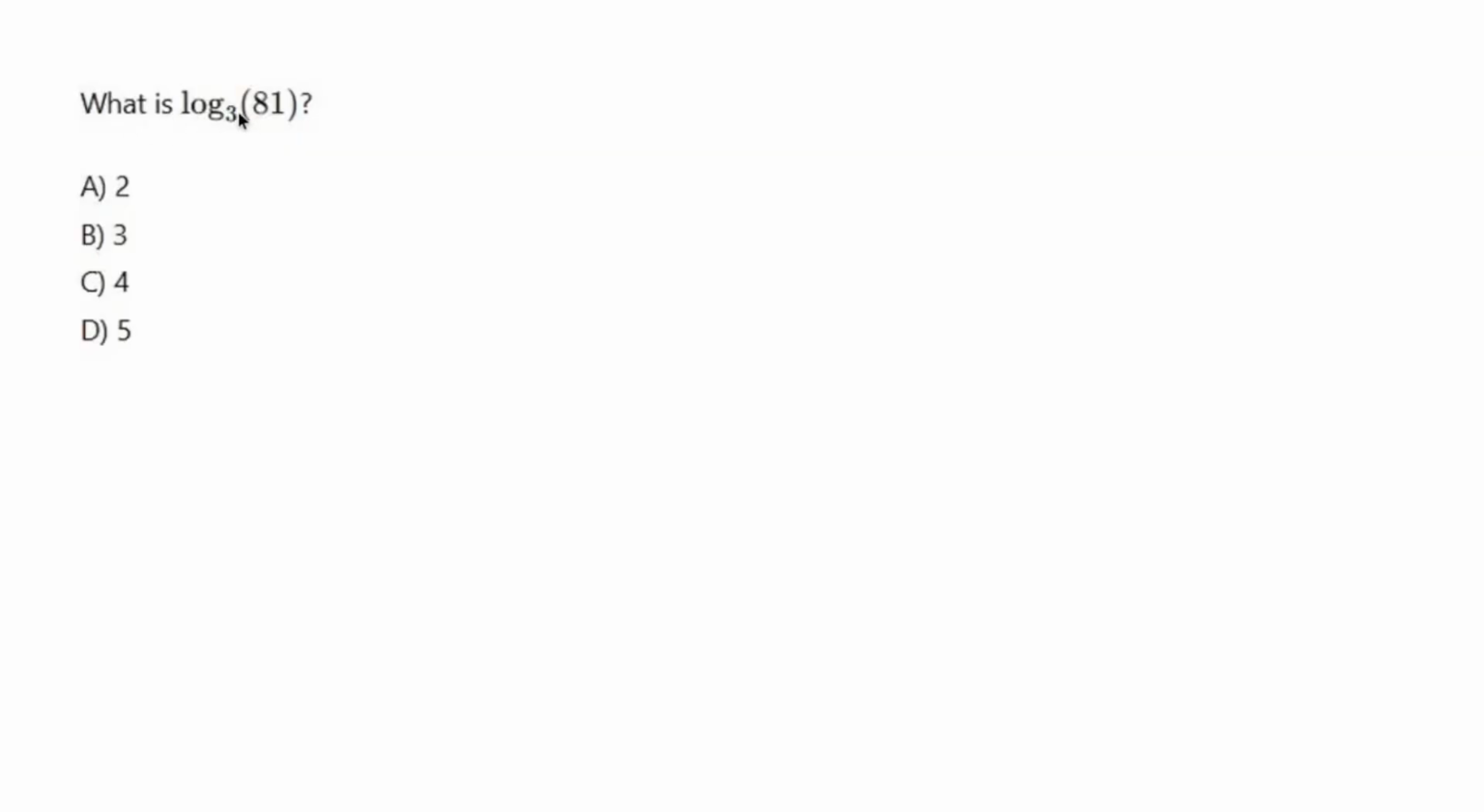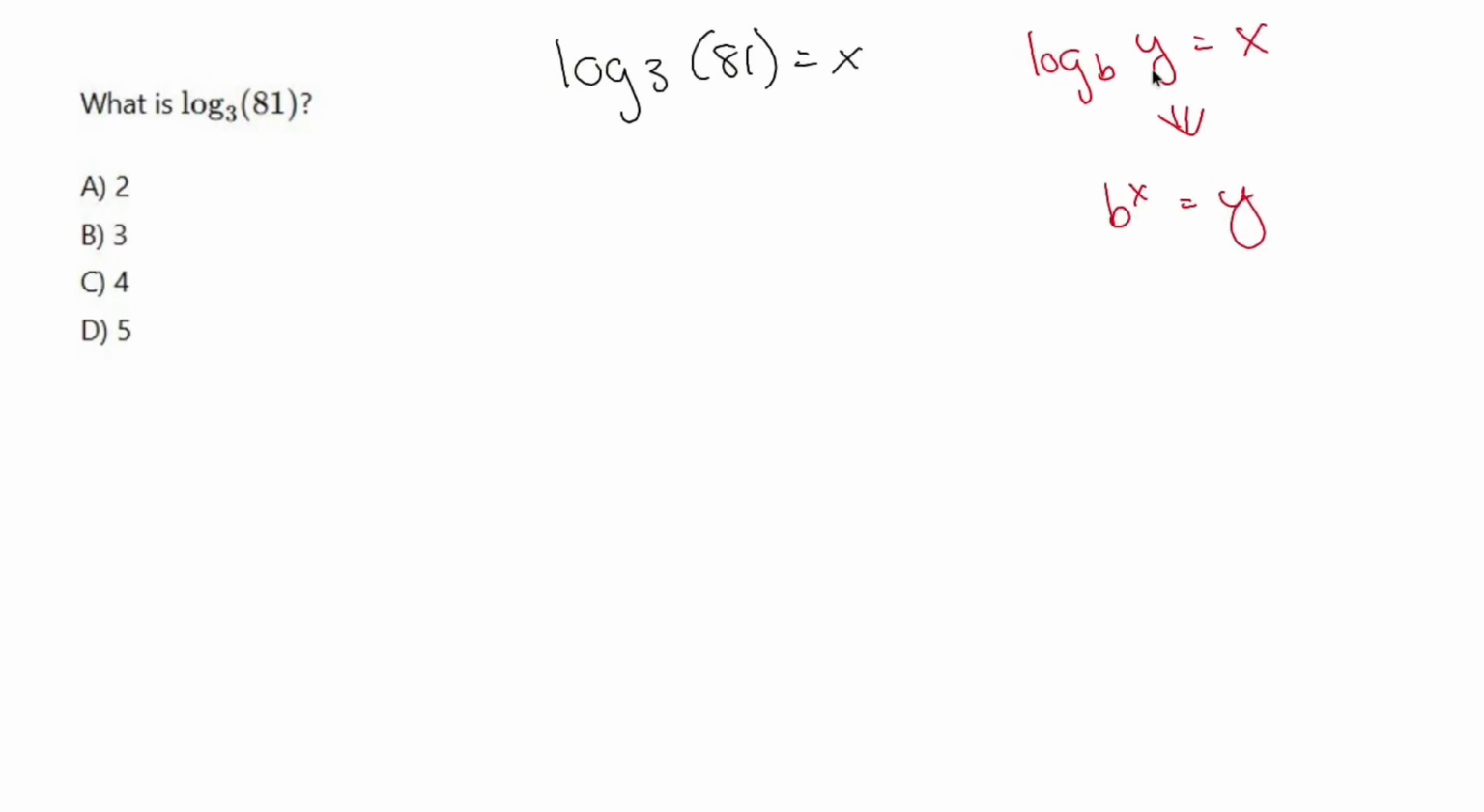What is log base 3 of 81? All right, well, log base 3 of 81, I'm going to write out like this. Log base 3 of 81 equals x. Now, if I give you something in the form of log base b of y equals x, I can write that out as b to the x equals y. This is me transforming a logarithmic equation into an exponential equation.